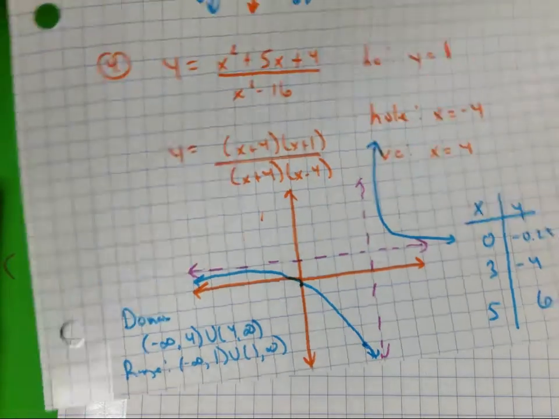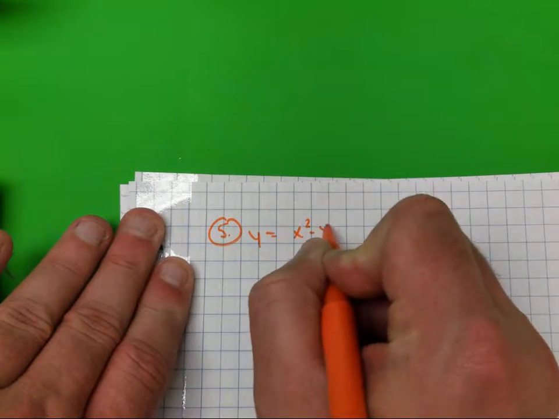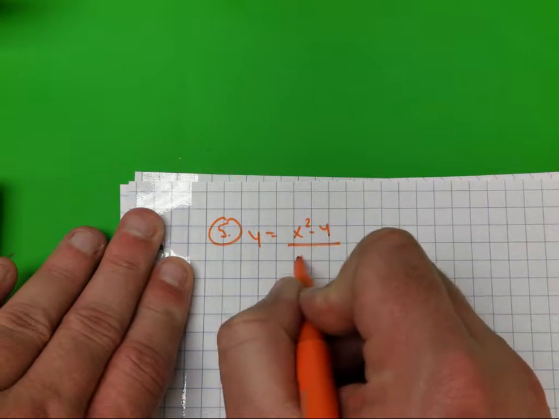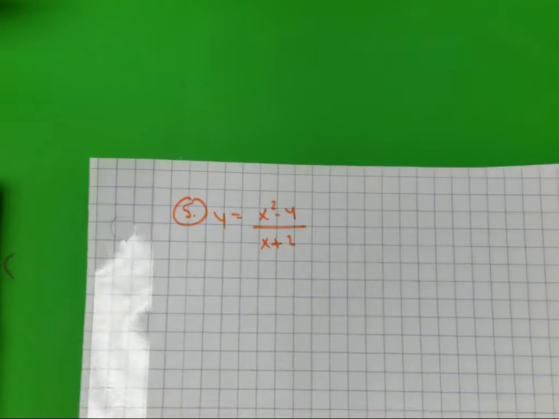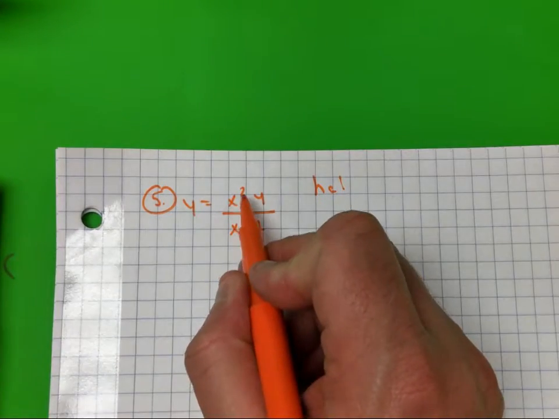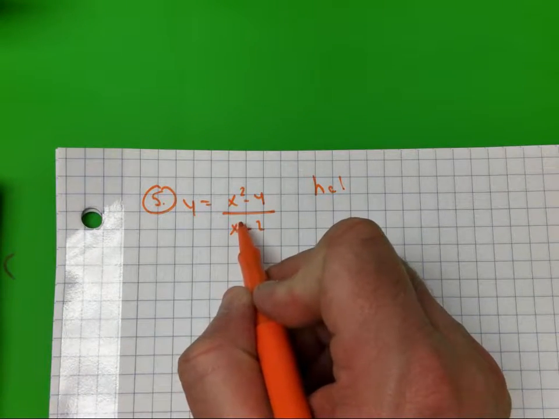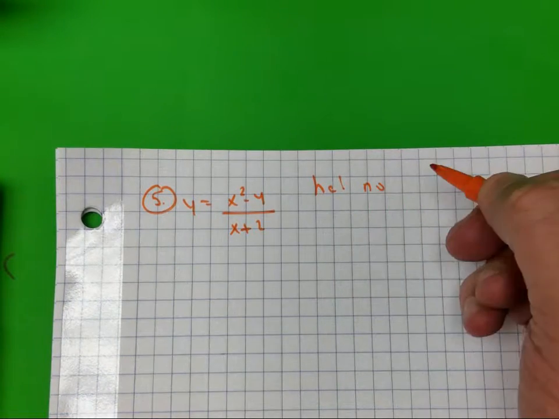Okay, let's look at number 5. Y equals x squared minus 4 over x plus 2. Okay, first thing I'm going to do is find my horizontal asymptote. Well, look, the degree in the numerator is 2. Degree in the denominator is 1. The degree of the numerator is higher than the denominator, so there is no horizontal asymptote.